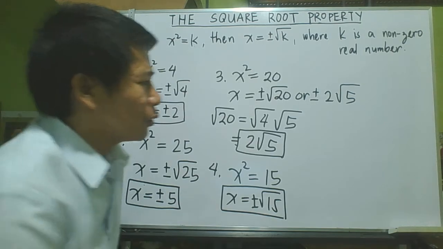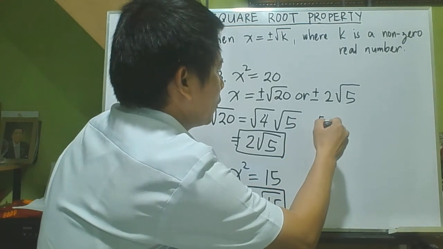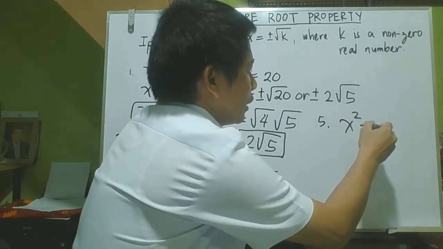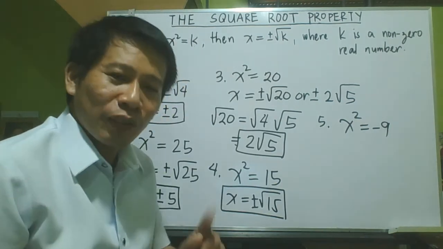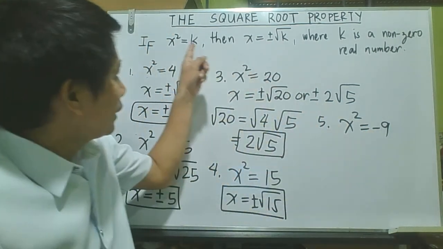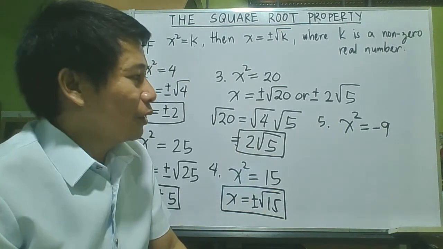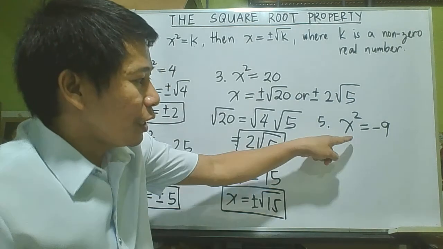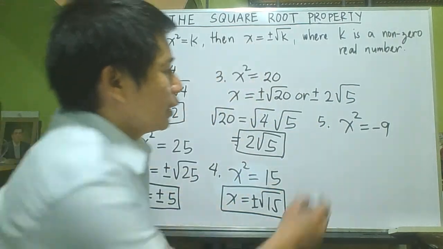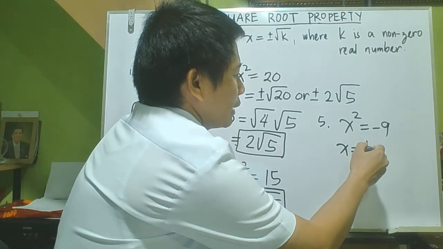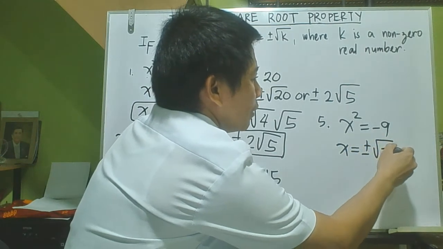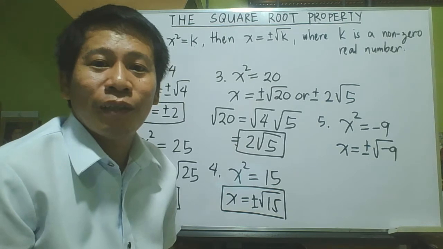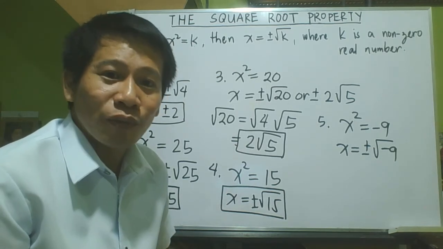Now, let us consider this example. Suppose we have here x squared is equal to negative 9. What do you observe? Our k is negative. So if our k is negative, what will happen? If we apply the square root property, x will be equal to positive negative square root of negative 9. But the question is, can we get the square root of negative 9? The answer is no. Why?